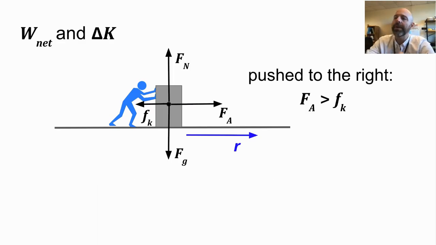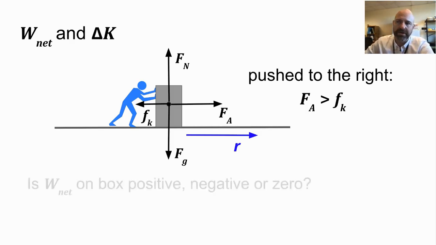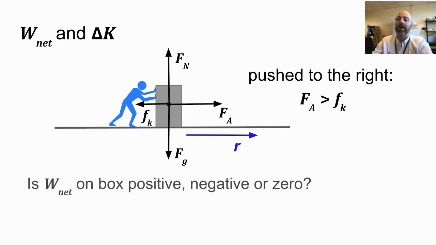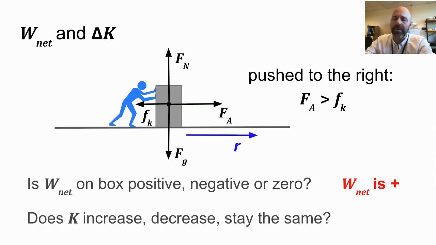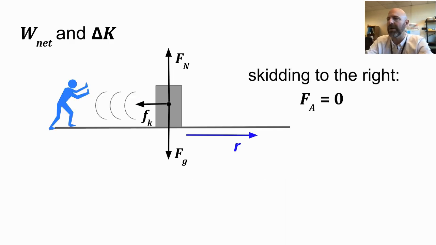We can do another scenario. What if we push harder? So now the applied force is larger than the force of kinetic friction. Well, we can ask the same question. Is the net work on the box positive, negative, or zero? If we think about the definition of net work being net force times displacement, the net force is in the direction of the displacement, so we get positive net work. And then if we think about kinetic energy, going back to force analysis, if you have a net force to the right and it's already moving to the right, we are going to speed up. We're going to have an acceleration in that direction, and that means the kinetic energy will increase. And so if net work is positive, the delta K is also positive.